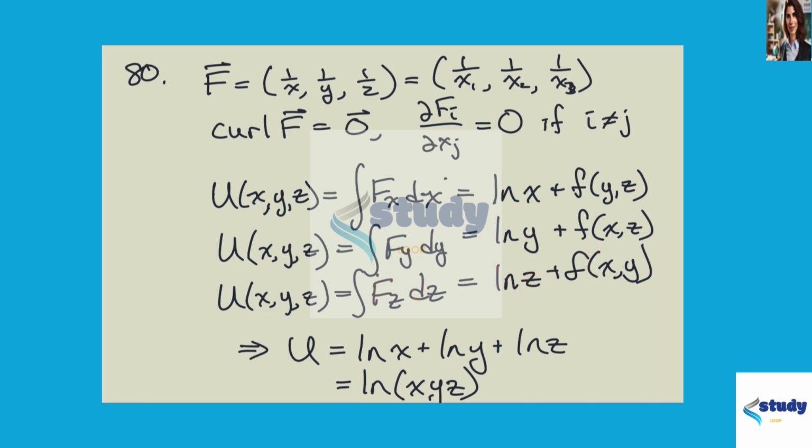What we can see here is that if we add all these things up, we'll get a representation of u such that the gradient will equal these, because this function of y and z can be these two things, and this function of x and z can be these two. So to get a complete function, we just have this, and then we can use the properties of the logarithm to show that this is actually the natural log of x times y times z.